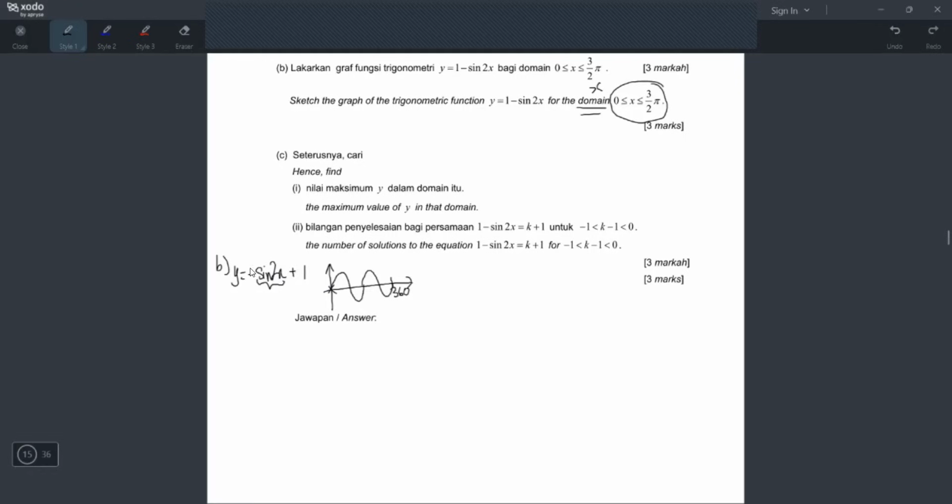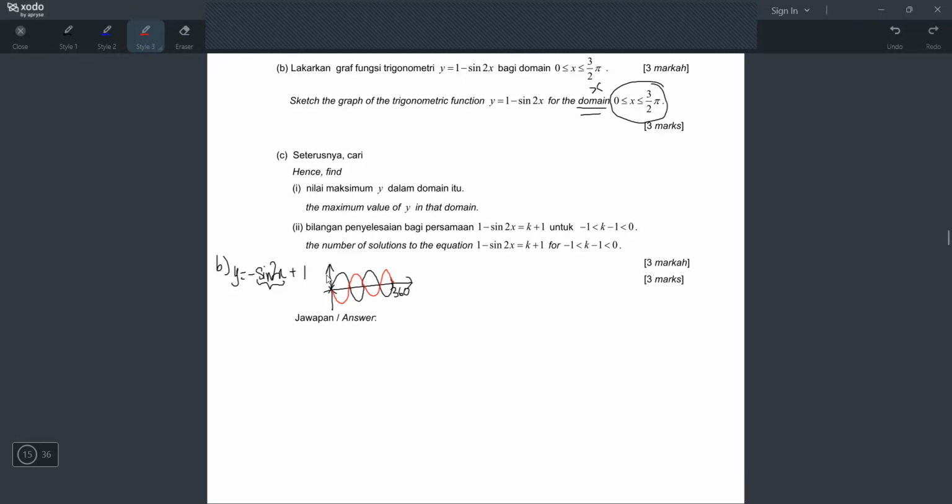But now I have to look at the negative. The negative means the whole thing has to be flipped. It means the top part goes down and the bottom part goes up. So the whole thing will reflect on the x-axis. So now my answer becomes the red color already.